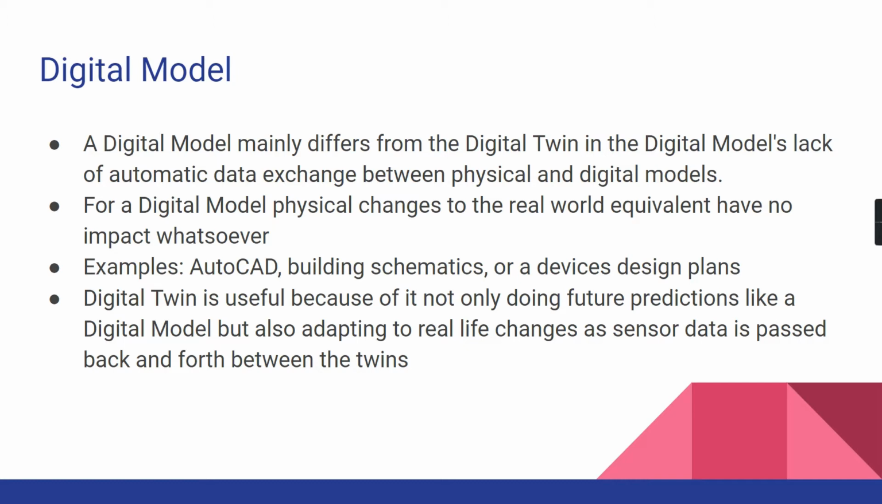So some examples of a digital model are AutoCAD, building schematics, and device design plans. So just pretty much any kind of schematics for buildings or devices and machines. A digital twin is useful because it's not only doing future predictions like a digital model, but it also adapts to real-life changes as sensor data is passed back and forth between the twins. So that would be the main difference between the two in this context.